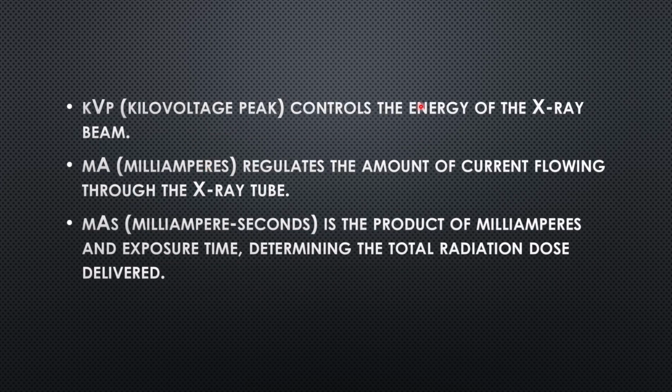kVp controls the energy of the X-ray beam. mA is the amount of photons that will hit the patient. It regulates the amount of current flowing through the X-ray tube. That is mA. mA is the quantity of X-ray photons that will hit the patient, and it will contribute to the total radiation dose.